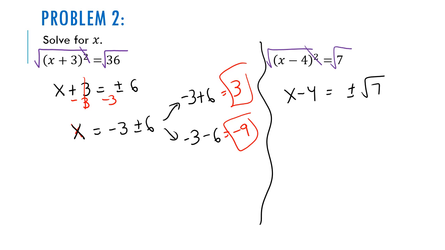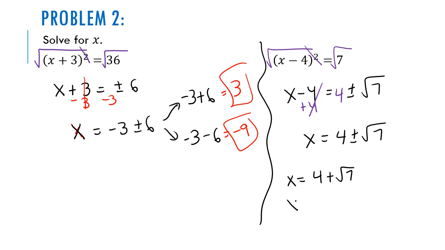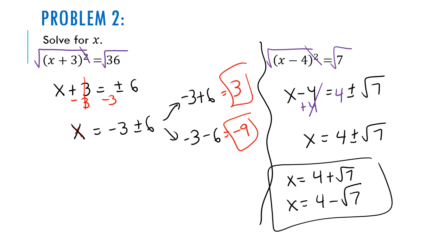We can't really square root 7 and get a whole number, so we're going to leave it like that. Then we're going to add 4 over. So we have x equals 4 plus and minus the square root of 7. So we technically have two answers. x equals 4 plus the square root of 7. Oops, 7, if I can write that correctly. And then x equals 4 minus the square root of 7. And so then here are our two answers.